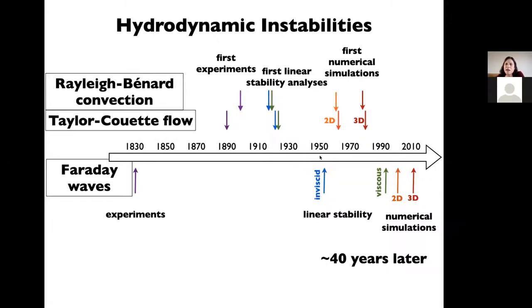And then, again, we have some number of years during which the first numerical simulations are carried out, first in 2D and then in 3D, of Rayleigh-Benard convection and Taylor-Couette flow over here. And again, nothing happens until the 1990s and the 2000s, where there's finally viscous stability analysis. Notice that this was done a long time ago for those other instabilities. And then finally 2D and 3D numerical simulations.